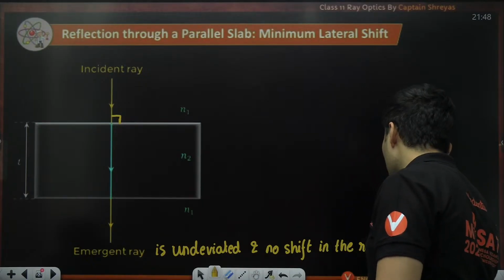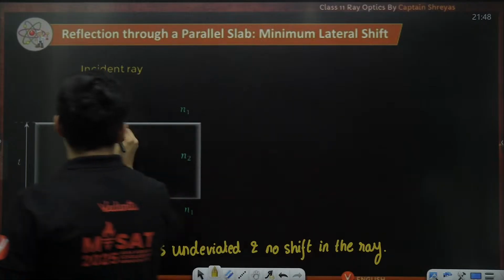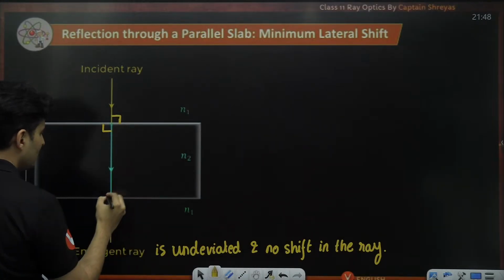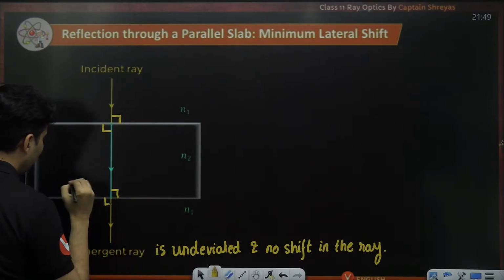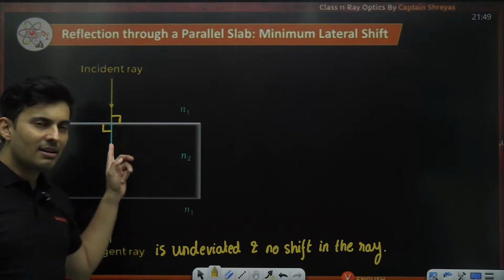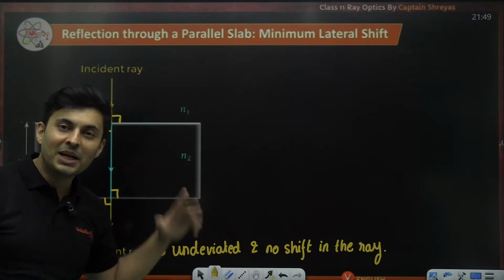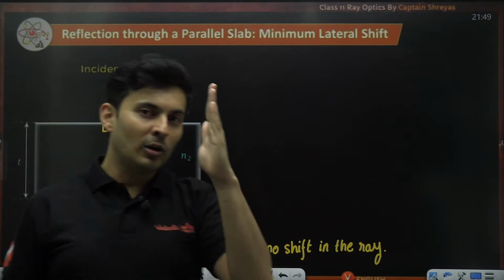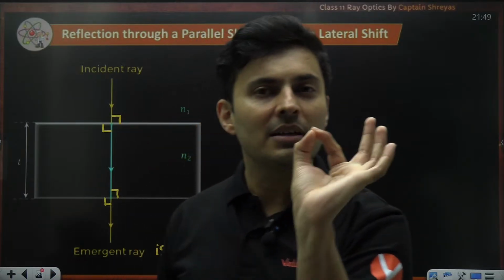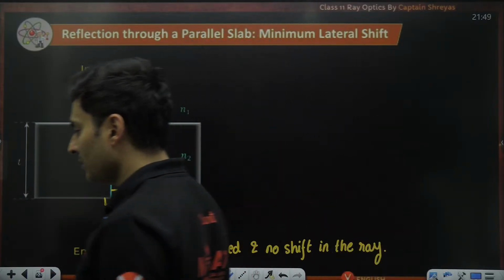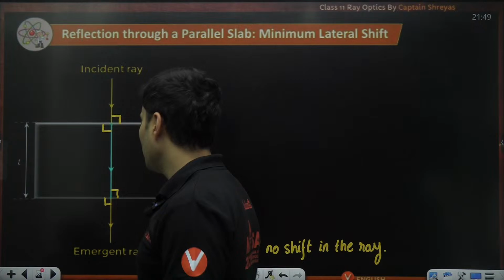The ray continues the same path because angle of incidence 0, angle of refraction 0. Many of you are thinking, sir, angle of incidence is 90, but let me remind you, angles are always measured with the normal. So the ray is technically making 0 degrees. It's not 90 degrees. Okay. So the ray will just continue.